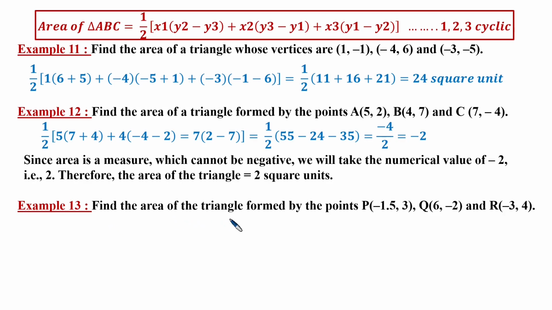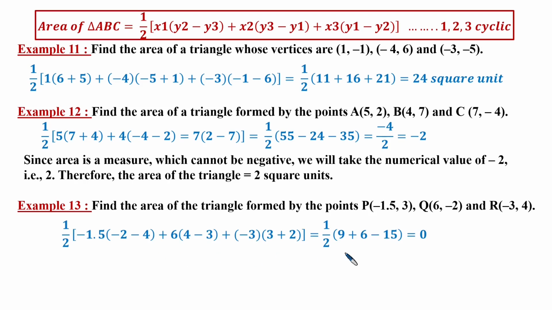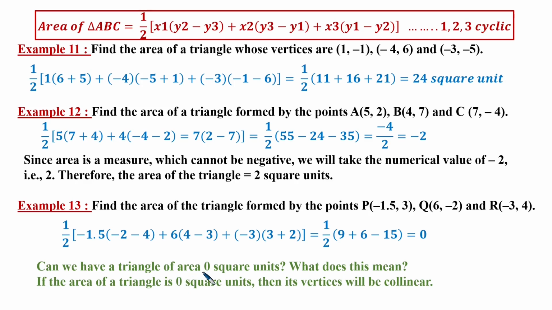Think about why it should be so. Example 13: find the area of a triangle formed by the points P, Q and R. Again it is very simple. You get the area of the triangle as 0. I have just substituted x1, y1, x2, y2 in this formula and you get area equal to 0. Can we have a triangle of area 0 square units? No. So that means they are collinear. If all lie in a straight line, the area of a straight line would be base into height, but there is no thickness, so a line can be very thin and the area is almost 0. So what does this mean?